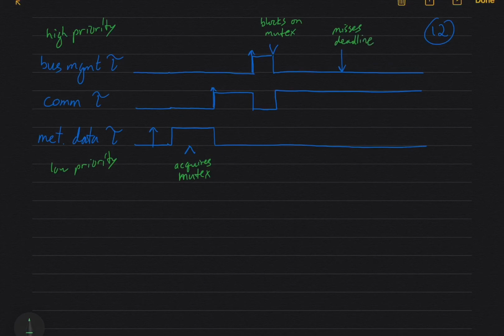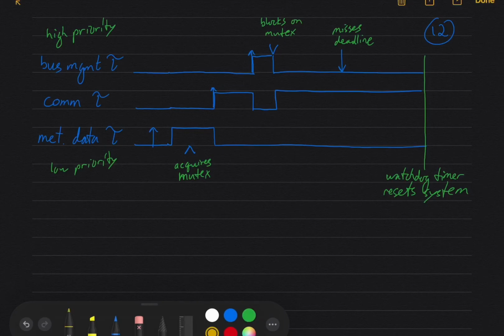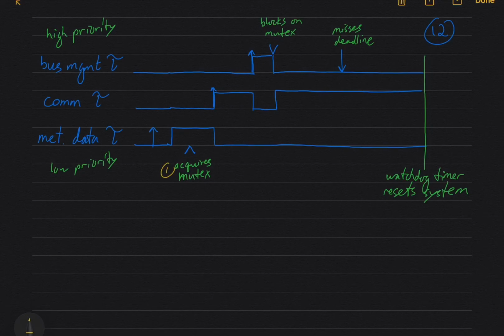and there is a watchdog timer in the system. You might remember that from the IO section of the notes. And so at this point, the watchdog timer has not been kicked or reset, and it resets the system. So the watchdog timer resets the system. And you could actually number the order in which these things happened. So first, the low priority task acquires the mutex, then the high priority task blocks on it, it can't run, it misses its deadline, and the watchdog timer resets the system.